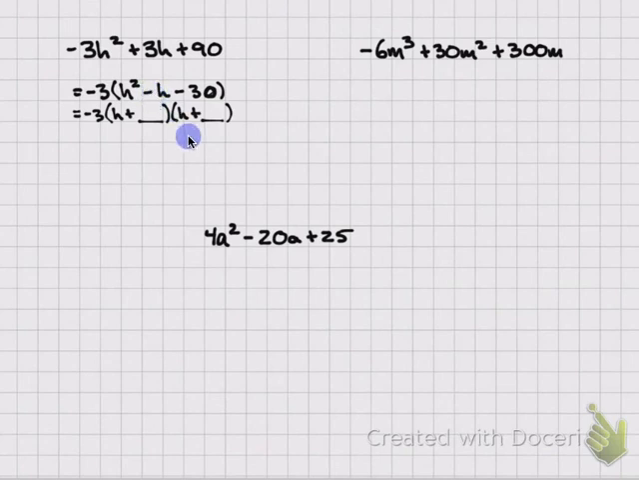So we get this negative 1h. So I'm thinking that we should use negative 6 and positive 5. Those two numbers multiply to give negative 30 and add to give negative 1. So let's do h plus negative 6 times h plus 5, or as it would be a little bit more formally written, h minus 6 times h plus 5.